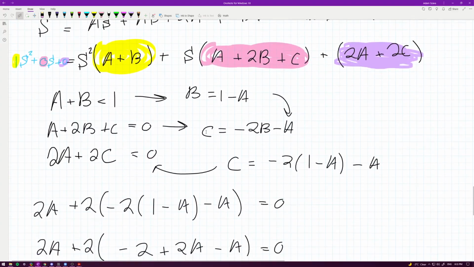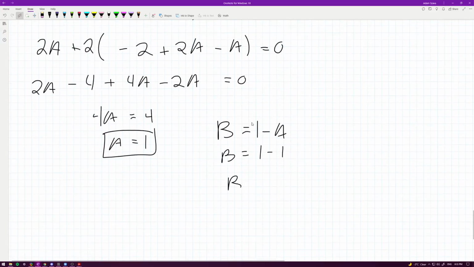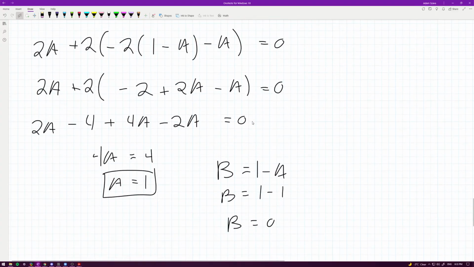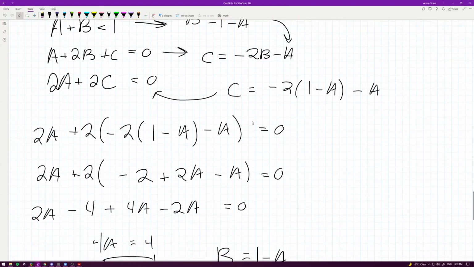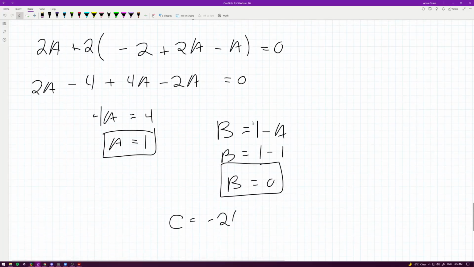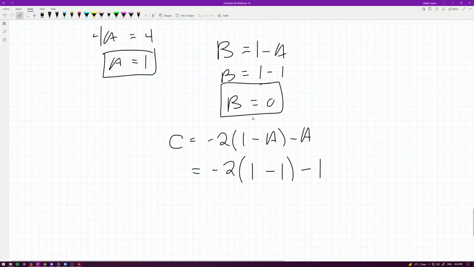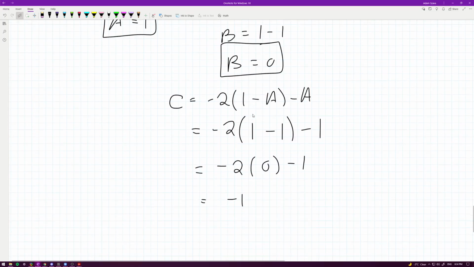And then now that I know A equals 1, I know B equals 1 minus A, so B equals 1 minus 1, B equals 0. Right? And then C is also entirely in terms of A, so C equals, what did I say up here? Negative 2 times 1 minus A, negative 2 times 1 minus 1, so negative 2 times 0, minus 1, negative 1.